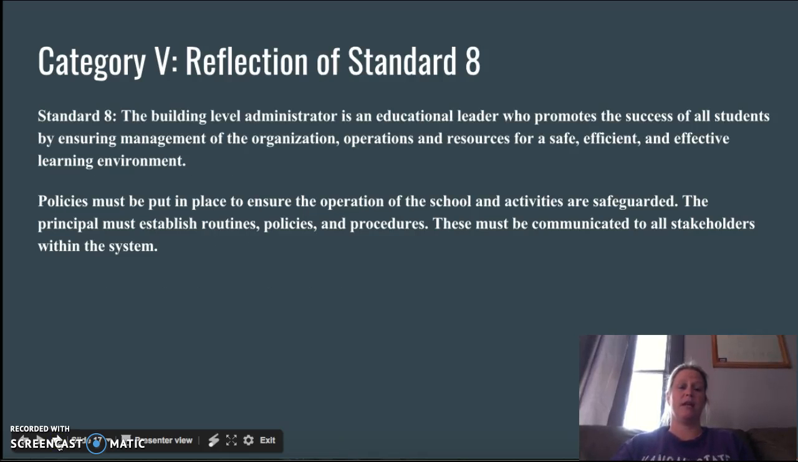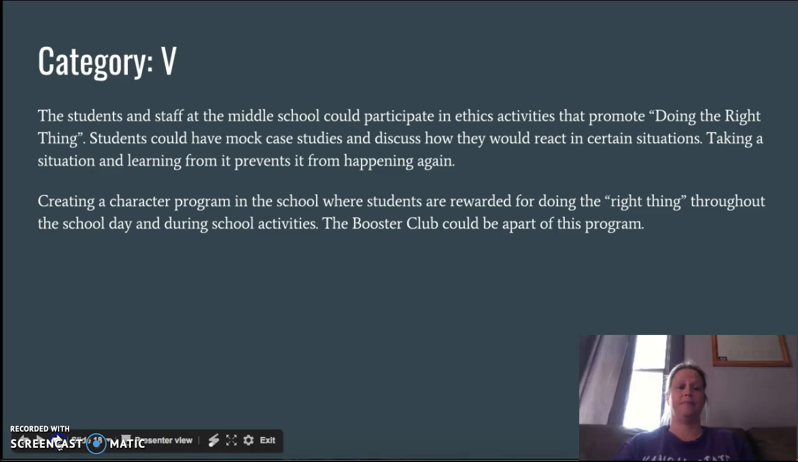Reflection on Standard 8. Standard 8 says the building level administrator is an educational leader who promotes success of all students by ensuring management of the organization, operations, and resources for a safe, efficient, and effective learning environment. Policies must be in place to ensure the operation of the school and activities are safeguarded. The principal must establish routines, policies, and procedures. These must be communicated to all stakeholders within the system.